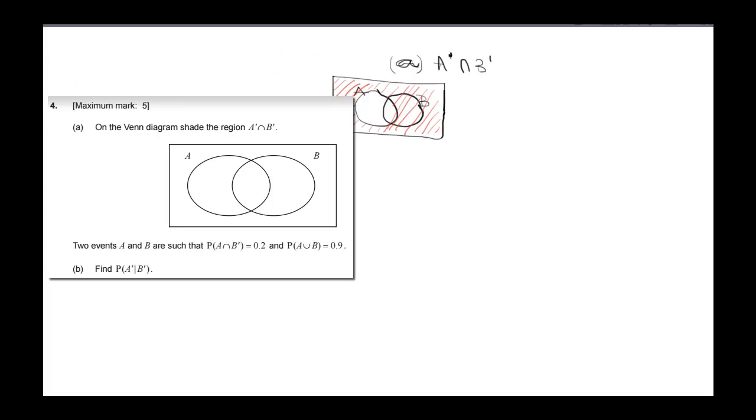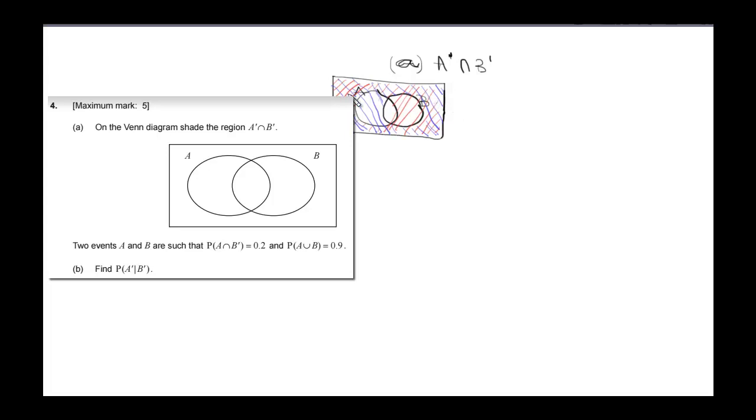And B dash means everything that is outside B. I will use blue shading for whatever is outside B. So I'm going to avoid everything that is inside B, I will shade only outside B. Intersection means whatever is common between A dash and B dash. That is where we have two types of shading.